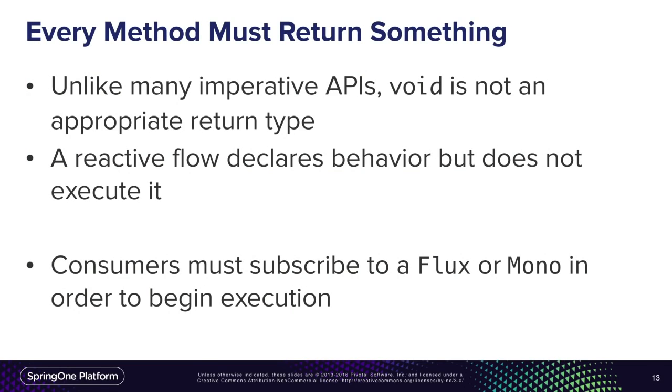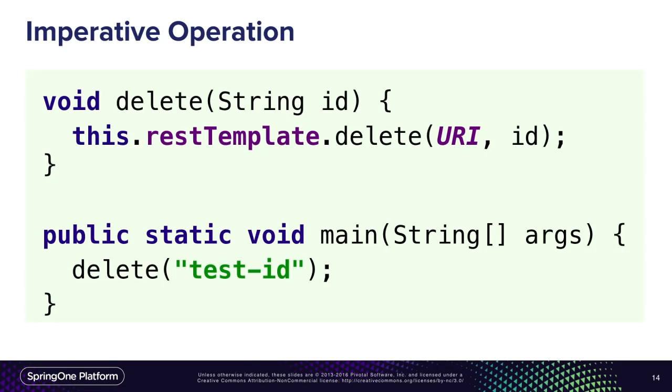So because subscription must happen to trigger any sort of behavior, consumers must subscribe to that Flux or Mono, which means you must always return a Flux or a Mono. So the example that we're talking about is something like this. In imperative operation, it's super common to have a blocking behavior, like deleting. We want to go back and call delete on some REST template. Once the request goes out, it will block until a request comes back and says, yes, we're all done, which means that not only has the delete method blocked, but the main method has blocked as well.